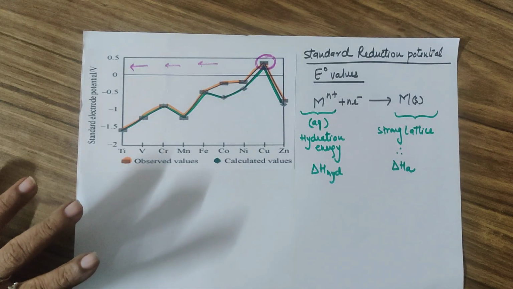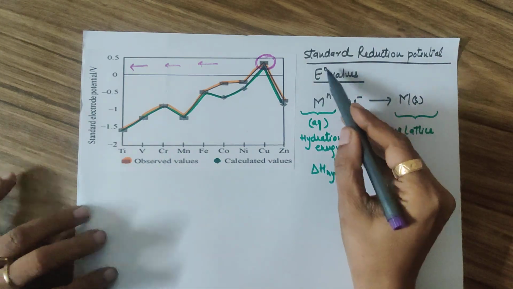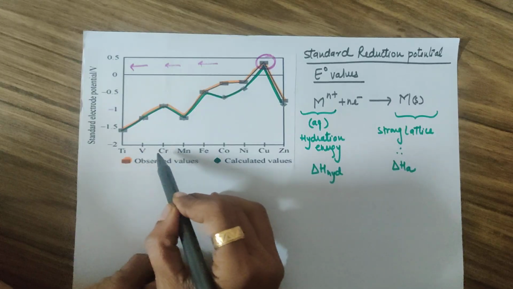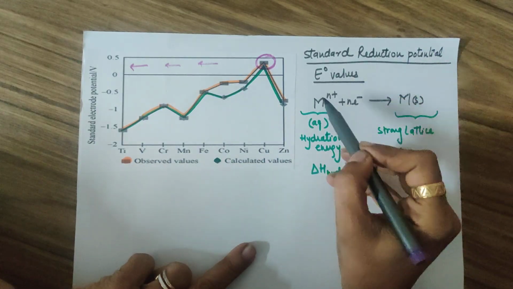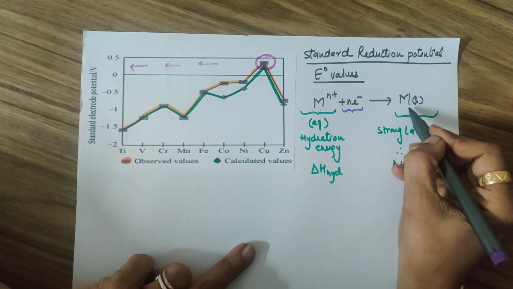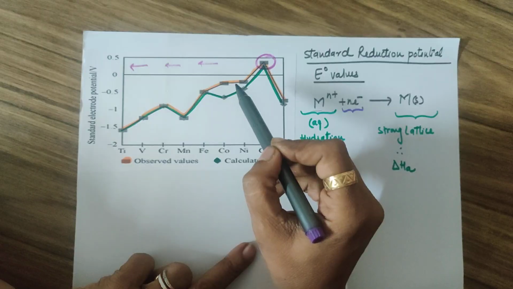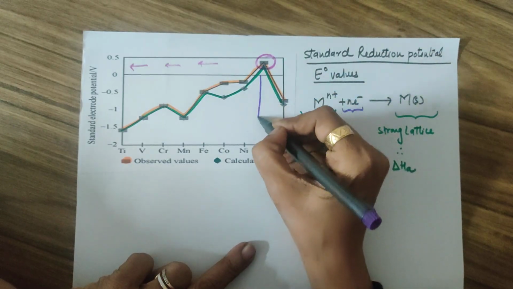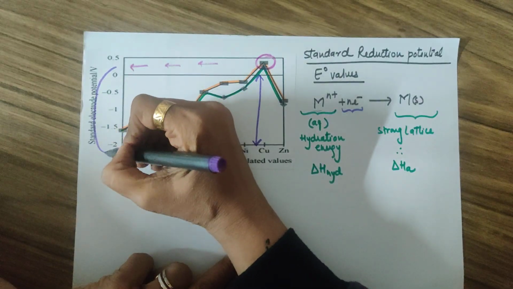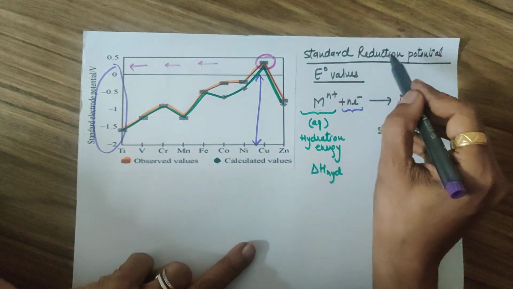The next is a tricky property called the standard reduction potential, which is represented as E naught values. For the transition metals, standard reduction potential means your metal ion accepts electrons to become a metal solid. We observe that all the values are negative, below 0. If the values are below 0, it means the standard reduction does not happen.